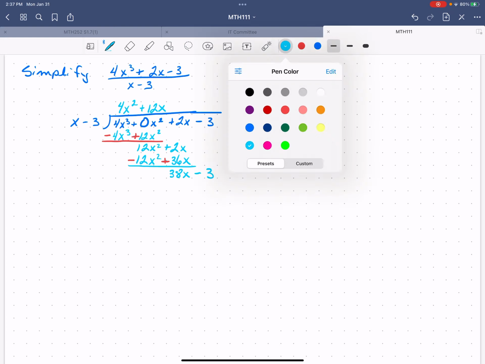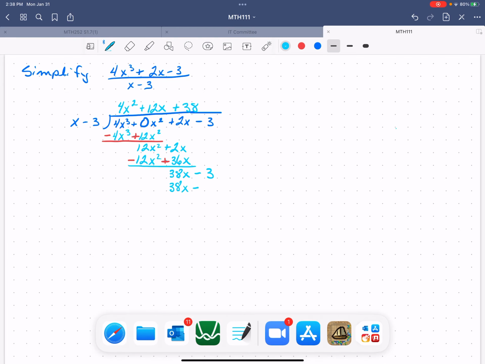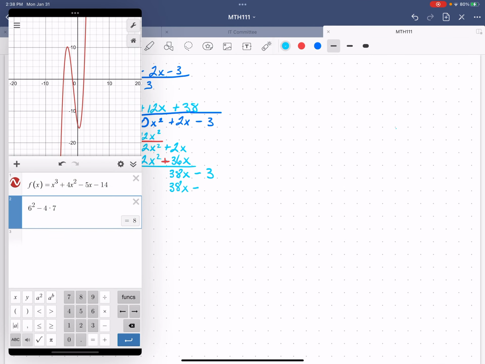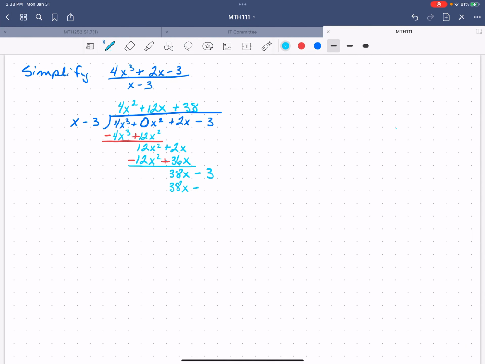And I ask myself, what do I multiply x by in order to get 38x? And that would be 38, which would give me 38x minus 38 times 3 is 114. But I'm subtracting, so I'm going to add the opposite, which gives me a remainder of 117.